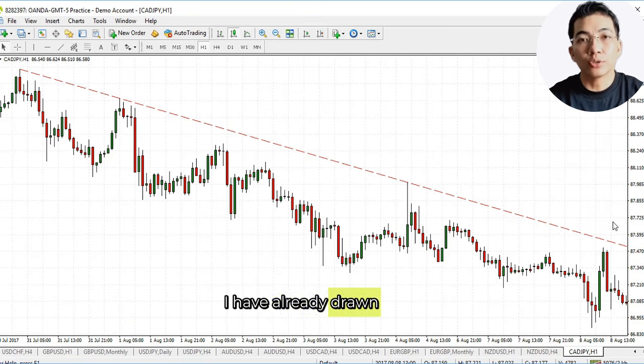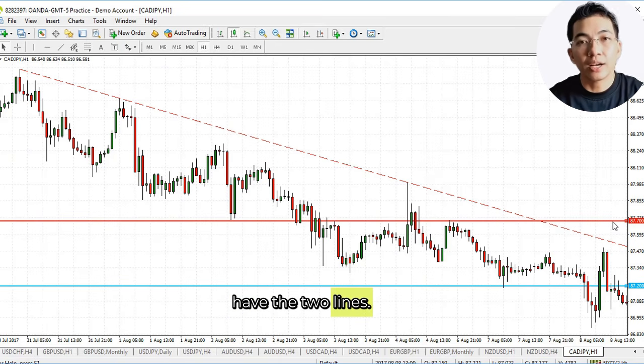I have already drawn the entry level and stop loss lines that I took for this trade, so I only need to do like this, and here we have the two lines. The light blue line is the entry and the red line is the stop loss. Let's have a look at the stop loss. Does it respect the three main concepts that we have seen?